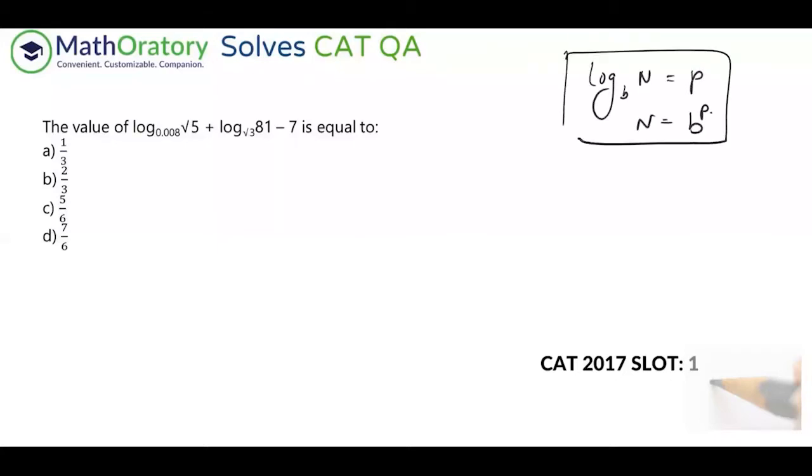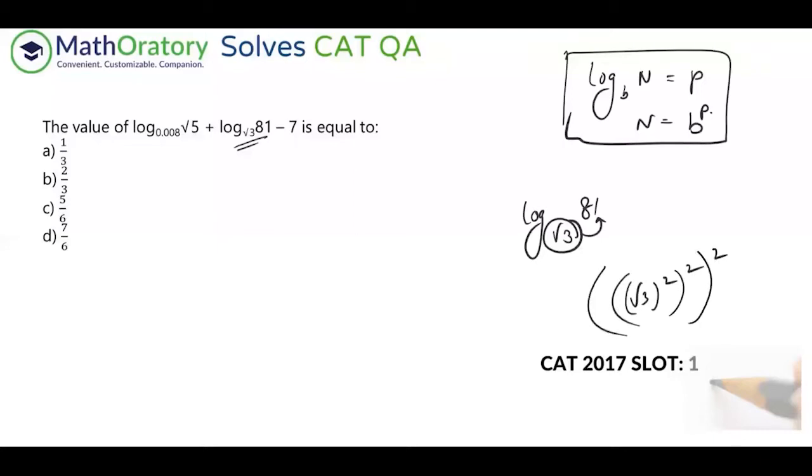So I'll use this idea firstly for this part. Whenever I'm looking at this, I'm noticing something like this: what power of root 3 will give me 81? Now I know root 3 squared is 3, that squared is 9, and that squared is 81. So effectively, root 3 to the power 8 is 81. So this result is 8, straightforward.